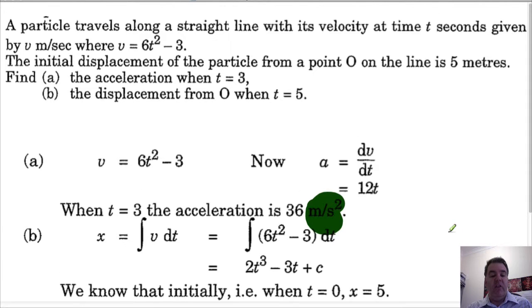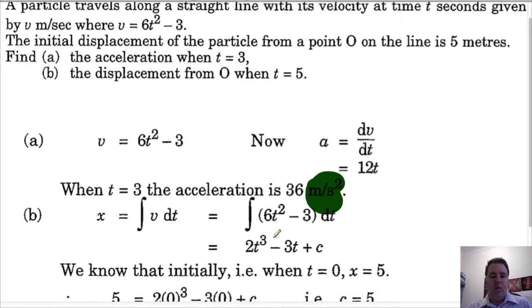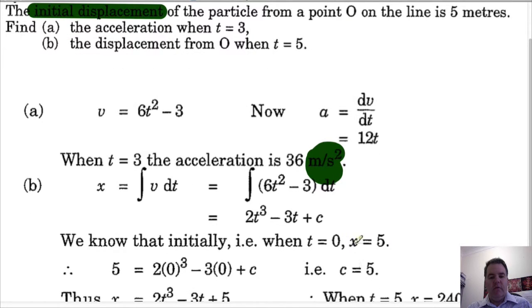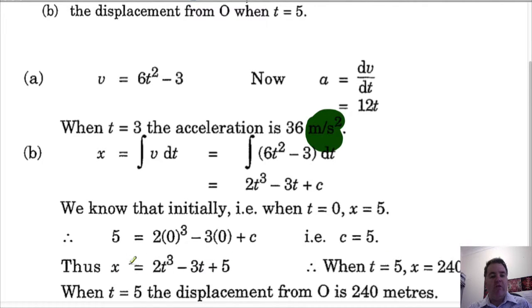We want to know the displacement. The displacement is just the integral of the velocity. So we do the integral. We get 2t cubed minus 3t plus c. We need to find c here, and the information is up here in the question. The initial displacement here means when t is equal to 0. So when t is equal to 0, x is equal to 5. This allows us to find c. C is equal to 5, so now we've got the full equation for the displacement, and now I can substitute in when t equals 5, we get x equals 240.